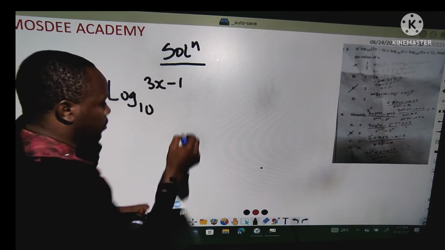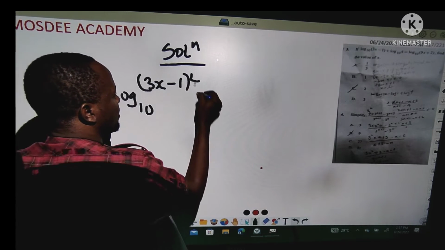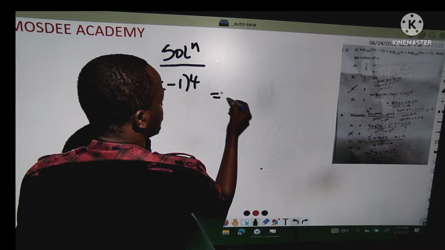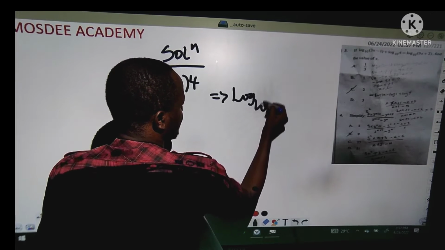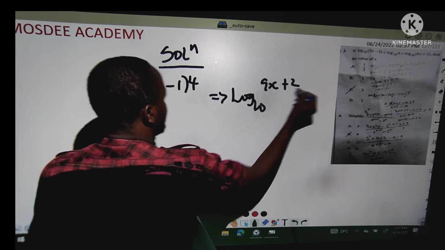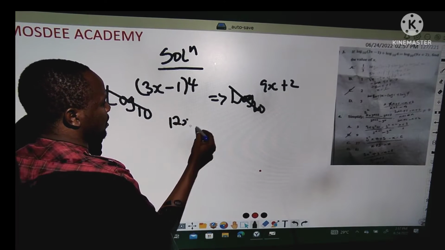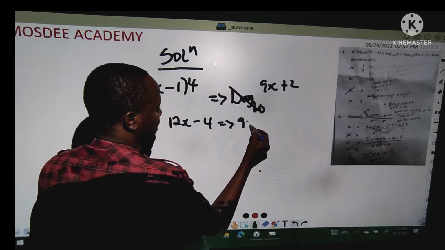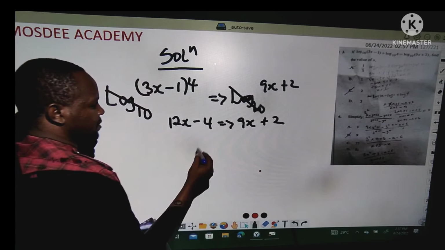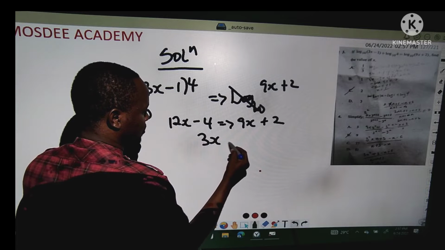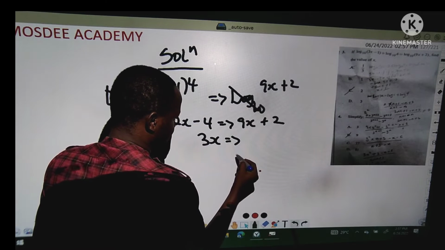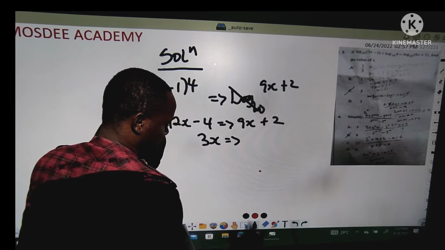Then I have multiplied by 4. Hope everybody understands the concept. It is equals to, because of plus, log 10, then 9x plus 2. Here, this gets cancelled out. Directly I can say 4 3s are 12x minus 4 is equals to 9x plus 2. Collecting, 12x minus 9x is 3x is equals to 2 plus 4 is 6. X answer is 2. I hope I am right.